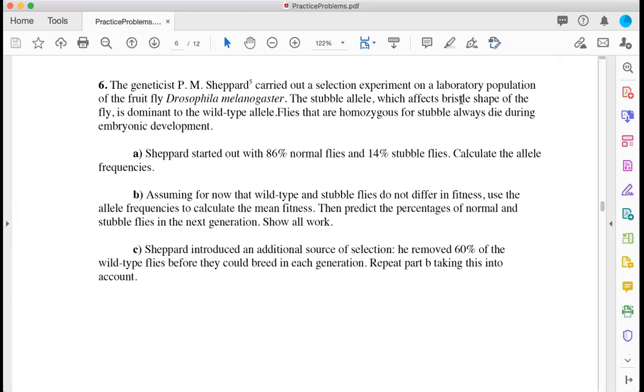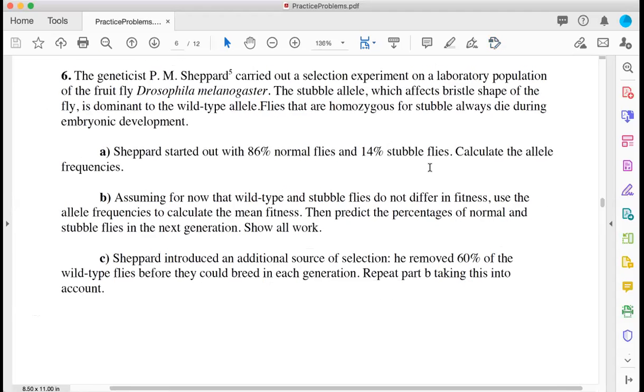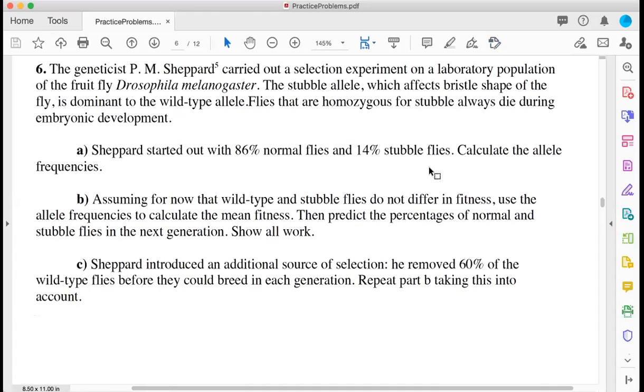Okay, right. I'm going to do one more practice problem involving fitness, and then we'll switch over and talk about inbreeding for a little bit. So in your practice problem sheet, if you can turn to practice problem 6, this has to do with an experiment carried out on a laboratory population of the fruit fly, Drosophila melanogaster. This one's interesting because it involves a gene that has an allele that's an embryonic lethal.